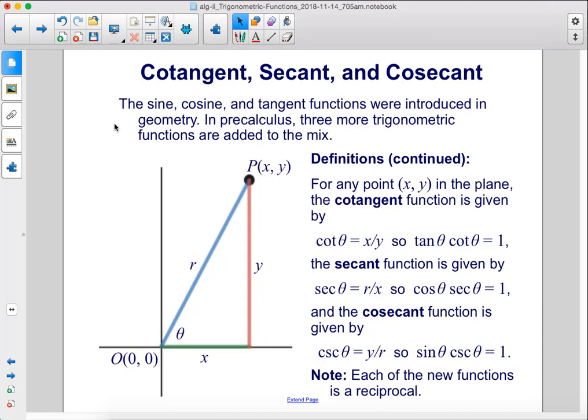The sine, cosine, and tangent functions were introduced in geometry. In pre-calculus, 3 more trigonometric functions are added to the mix. Alright, so for any point x, y in the plane, the cotangent function is given by cotangent theta equals x over y. So tan theta times cotangent theta equals 1. The secant function is given by secant theta equals r over x, so cosine theta times secant theta equals 1. And the cosecant function is given by cosecant theta equals r over y, so sine theta times cosecant theta equals 1. Note each of the new functions is a reciprocal.